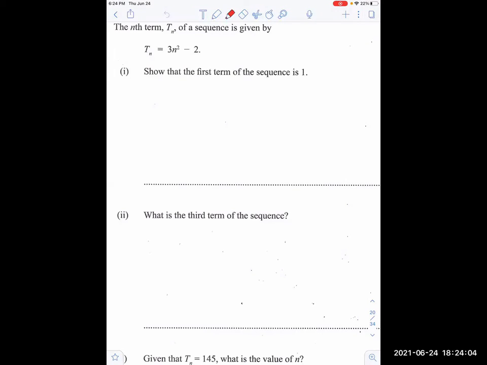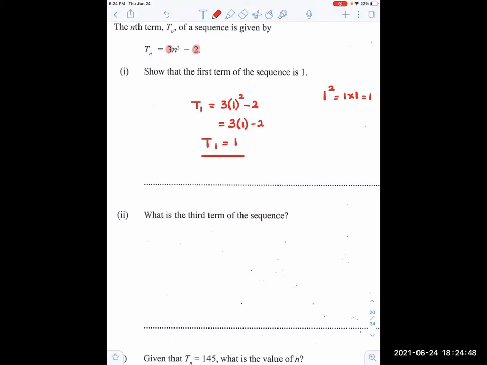Remember that 3 is a constant that has to remain. 2 is a constant that has to remain. The only place you can substitute for the first term is where you see n. So really and truly, you are finding T1, which is the first term. So this would be 3 by 1 squared minus 2. 1 squared is simply 1 by 1, which is 1. So 3 multiplied by 1 minus 2, T1 is equal to 1.